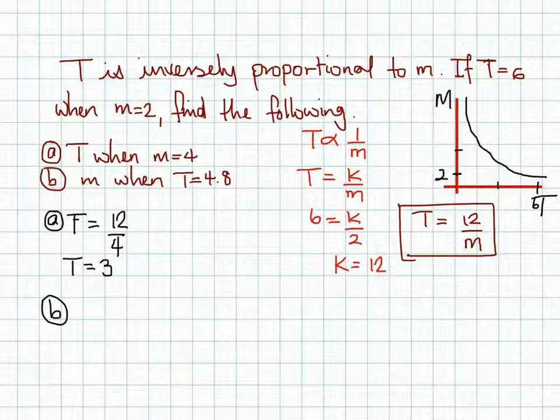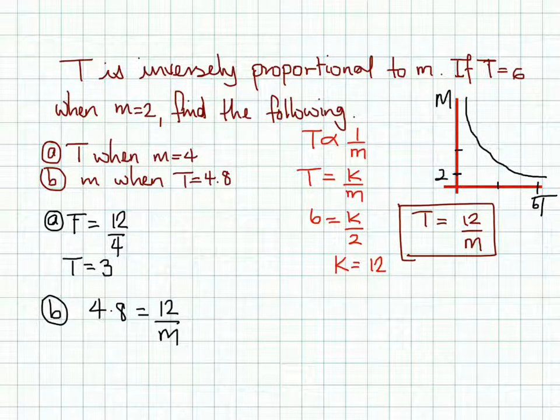So you need to do a little bit of rearranging. So here we go. T is 4.8, so I will put that as 4.8 is equal to 12 over m. Okay, so I've replaced my t with 4.8. I'm now going to find m.